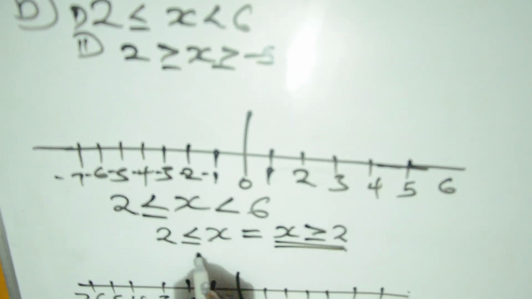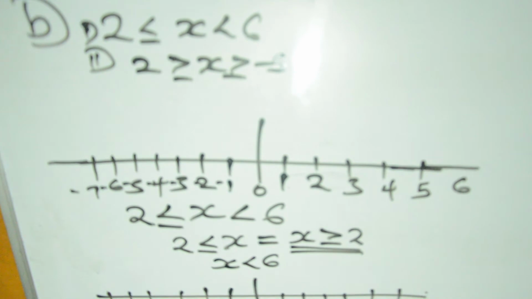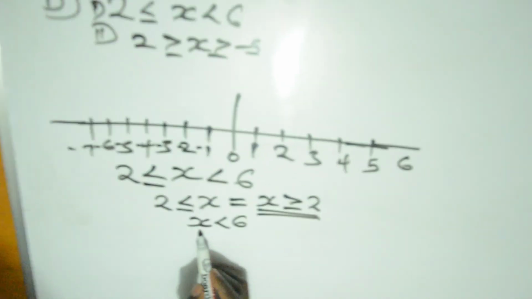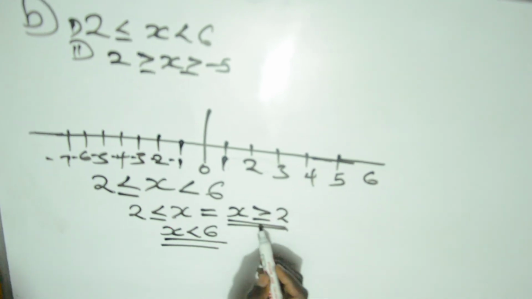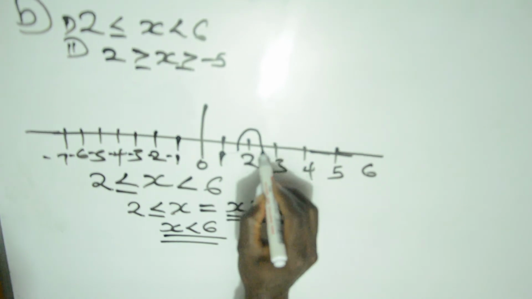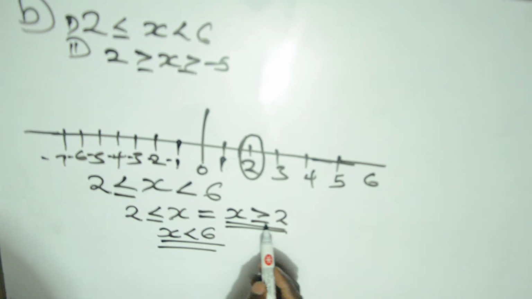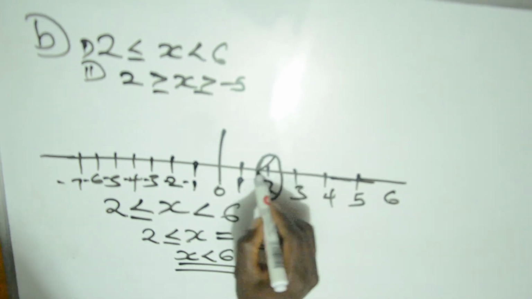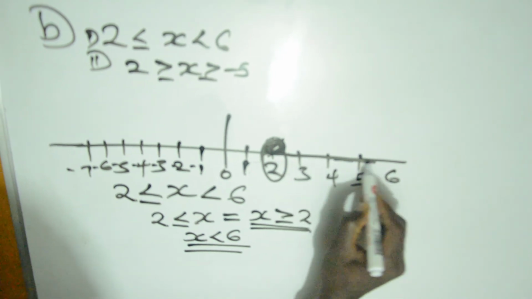The next inequality is x is less than 6. We're going to start by plotting this inequality. Say x is greater than or equals to 2. So you're going to where 2 is. If x is greater than or equals to 2, it means the numbers that are on the right of 2. Because we have equals to, you first shade that point and then mark all these numbers. Are we together?